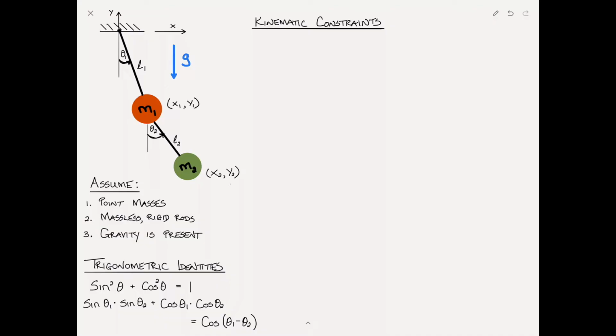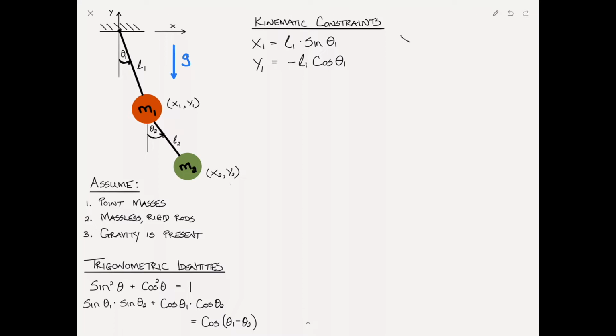And you should be able to see just by inspection here that x1 is just L1 times sine of theta 1. Right? So let's write that down. x1 is equal to L1 times sine of theta 1. And similarly, y1 is equal to negative L1 cosine of theta 1. And the reason for the negative sign is that y is positive upwards and mass 1 is downwards. Okay?